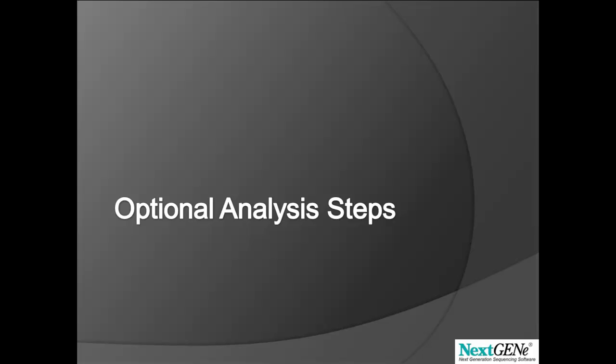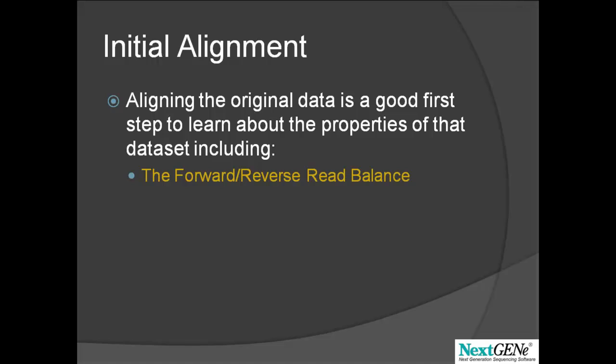As mentioned earlier, there are a few optional steps that can improve data analysis: running an initial alignment and using the condensation tool. Running an initial alignment of the data can be helpful as a quality control step. There are several properties that will vary between capture systems and from sample to sample.